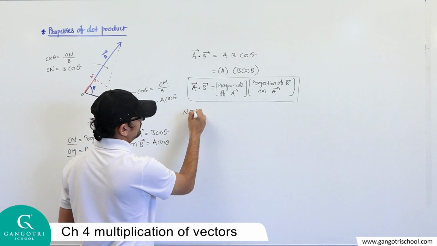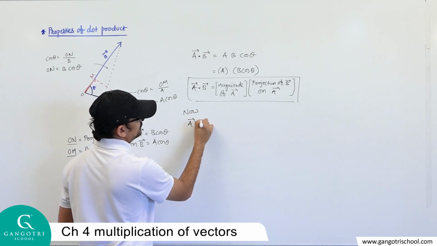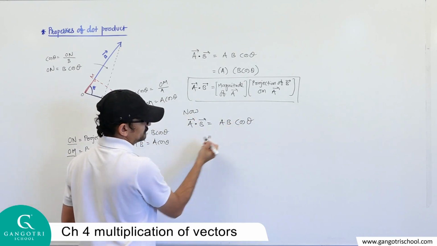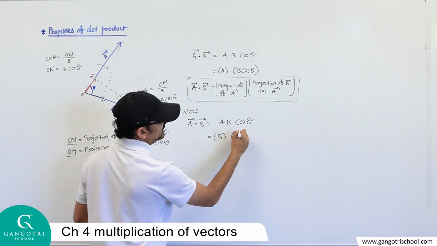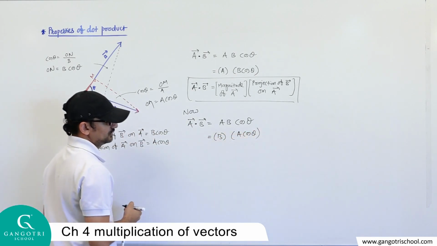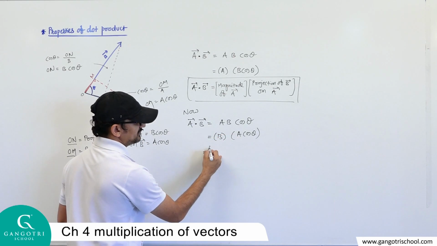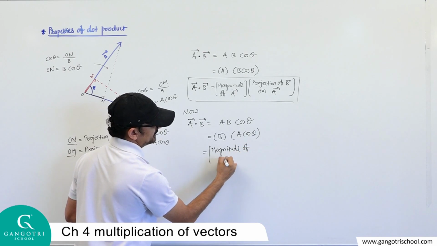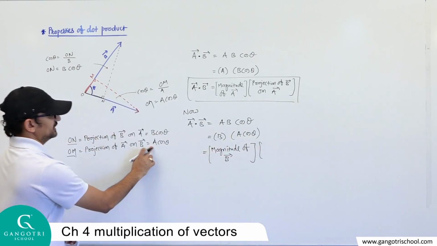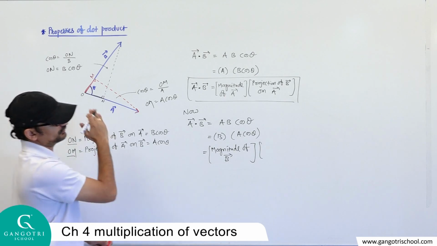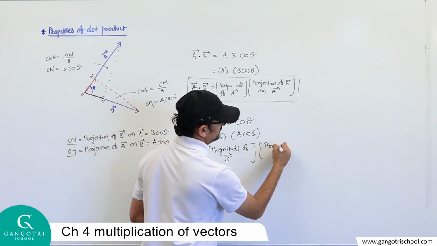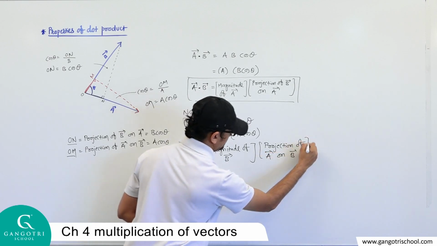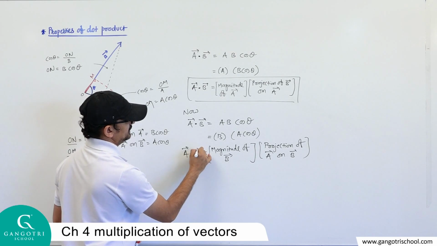Now one more time, A dot B, we also know that it can be written in this way, B cos theta. This can also be written as B in the first bracket and A cos theta in the second bracket. Without an arrow, only B means magnitude of vector B. And A cos theta, look here, A cos theta is OM, the projection of A on B. So A dot B can also be written in this way.